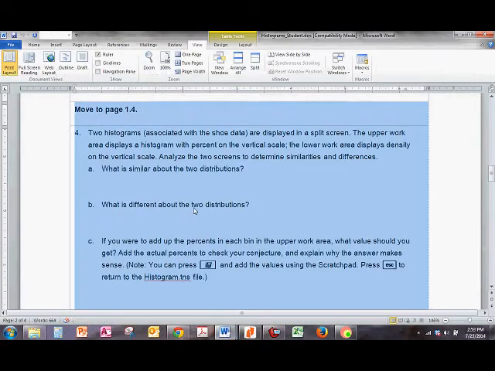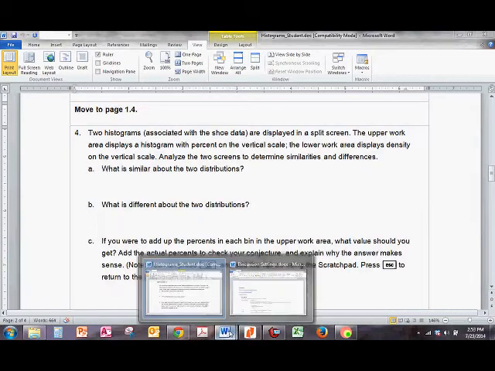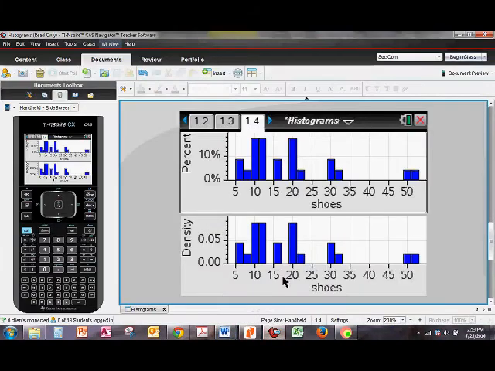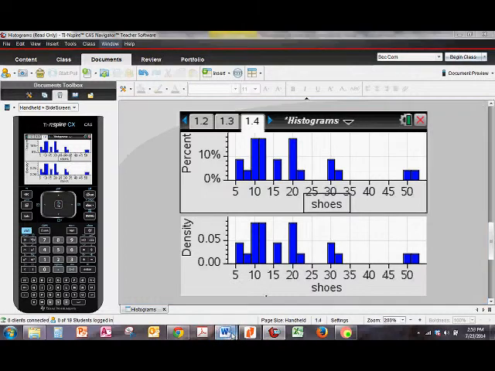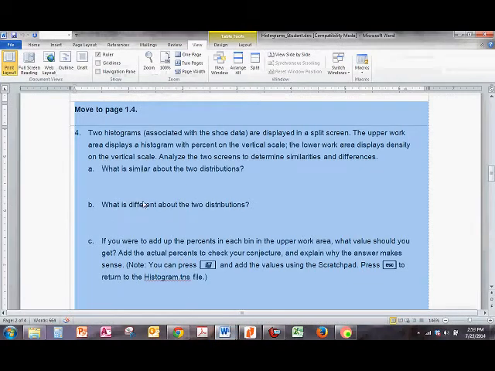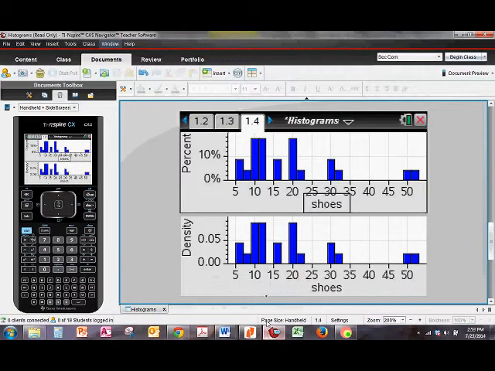It says analyze the two screens to determine similarities and differences. So the first question is, what do you see that's similar about these two histograms? So you're going to answer that. The next part of that question, part B, is what's different about the two distributions. And there's lots of visual and numeric and written or word differences that you can identify for that question.